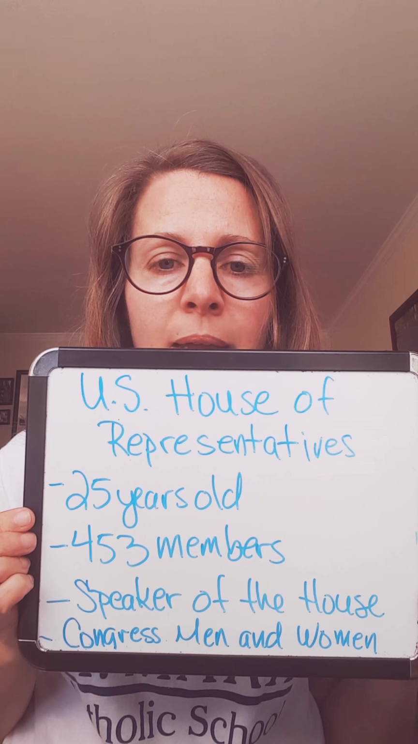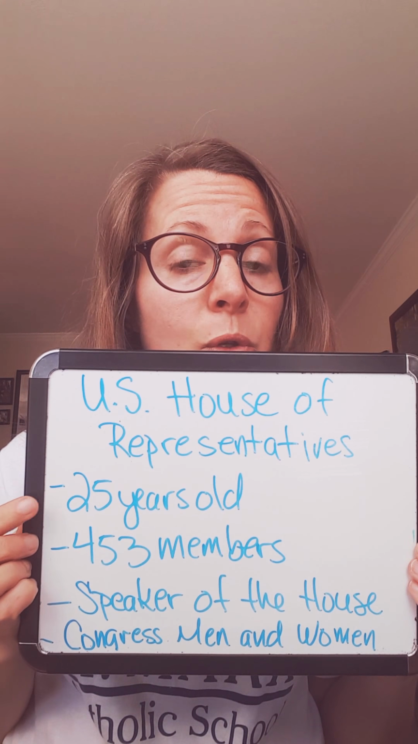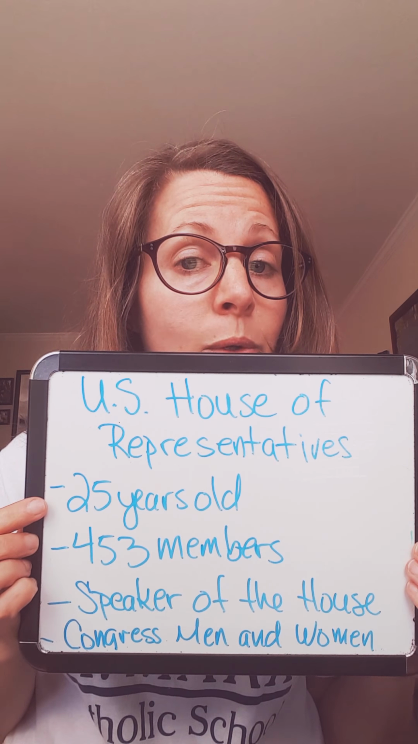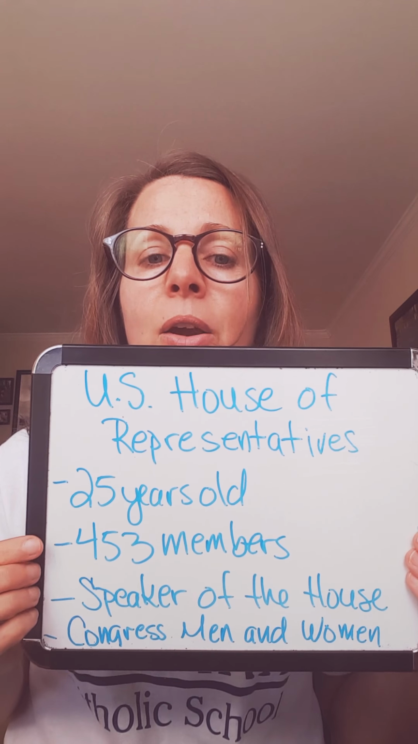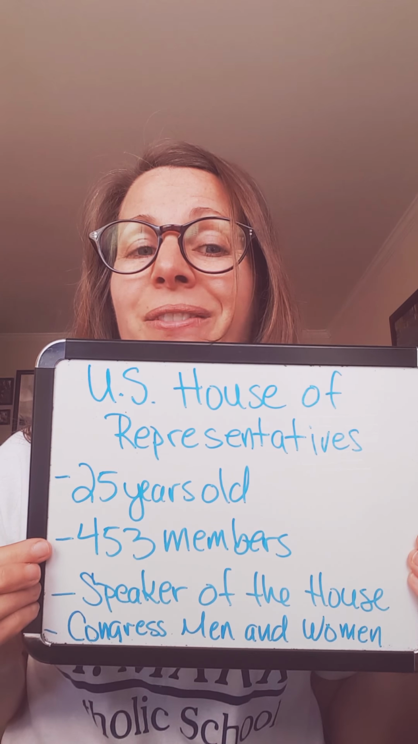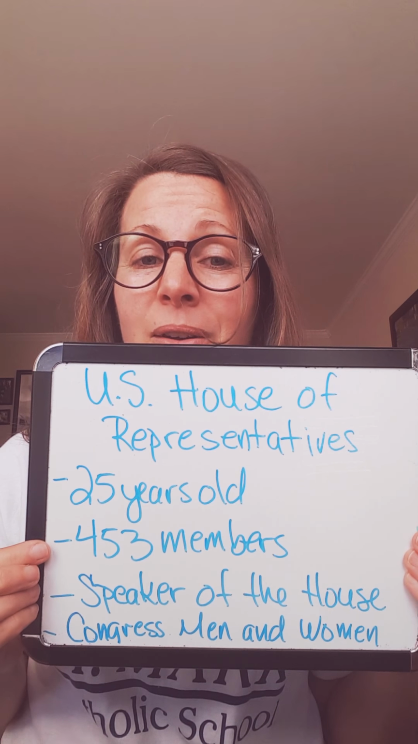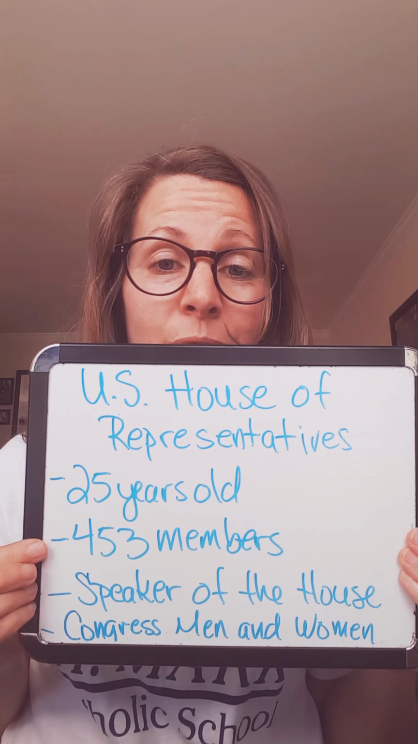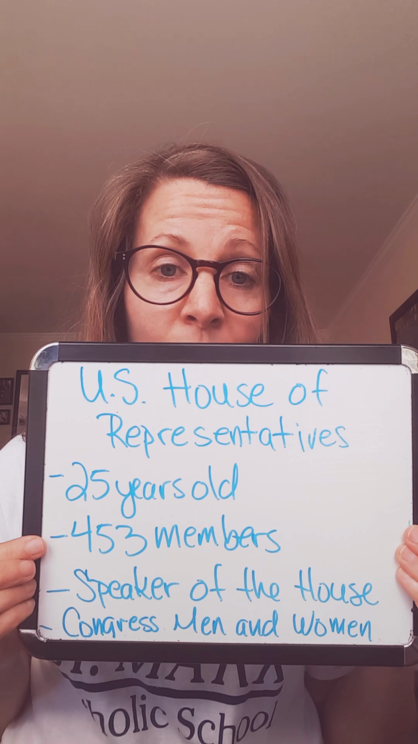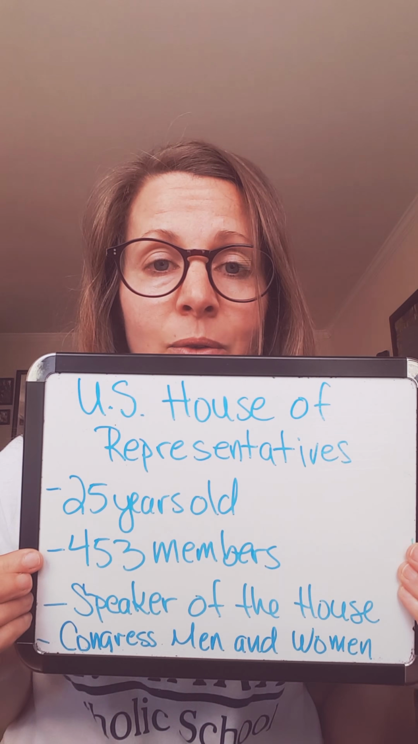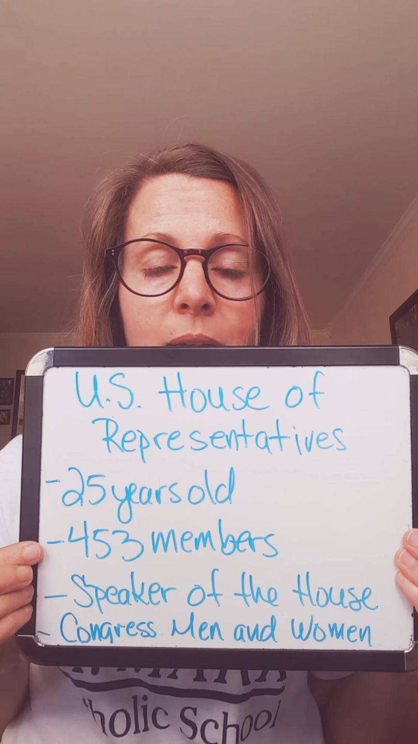Congressmen and congresswomen can be younger. They can be 25 years of age or older. There are 435 members of Congress in the House of Representatives. So there are a lot more congressmen and congresswomen than there are senators.